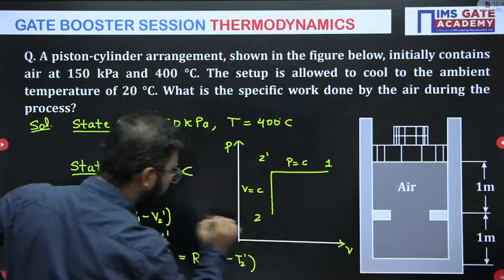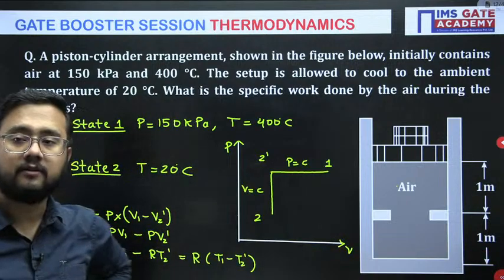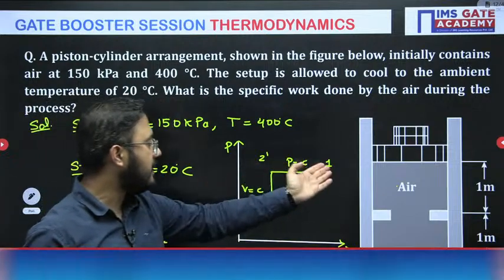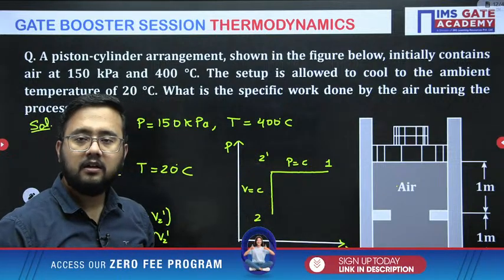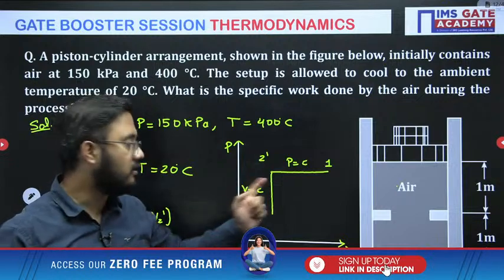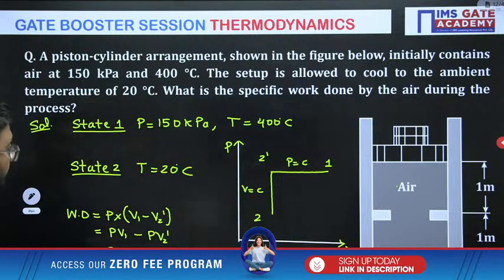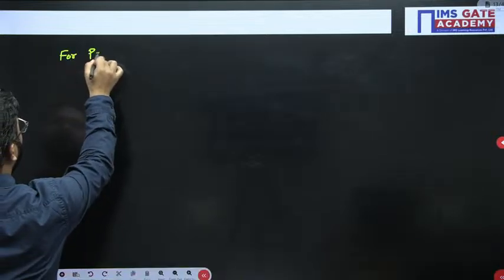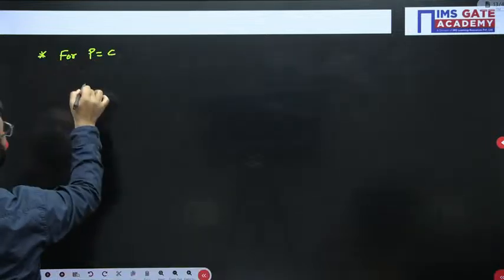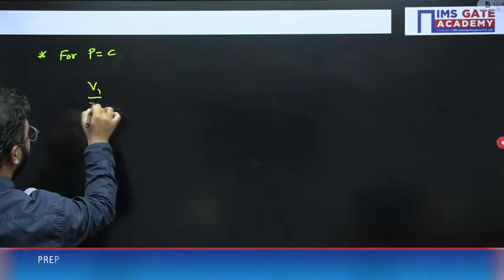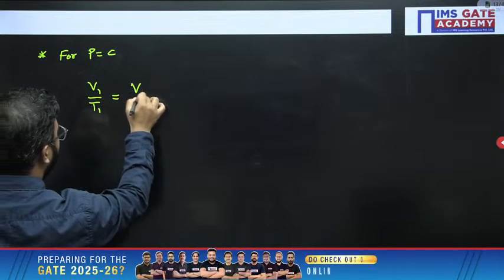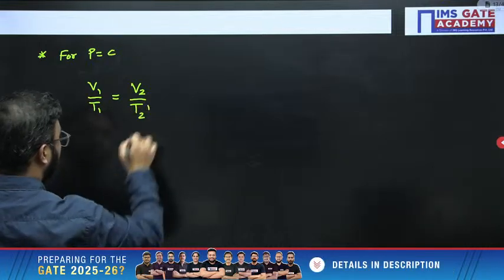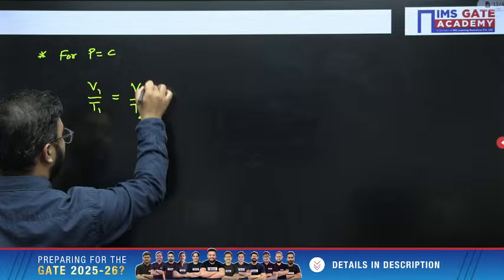T1 is already given. How to calculate T2 dash? As pressure is constant, you will write the ideal gas relation for a constant pressure process. See, for pressure equals constant, you have the relation V1 by T1 equals V2 by T2. Now we are talking about T2 dash, so V2 dash.